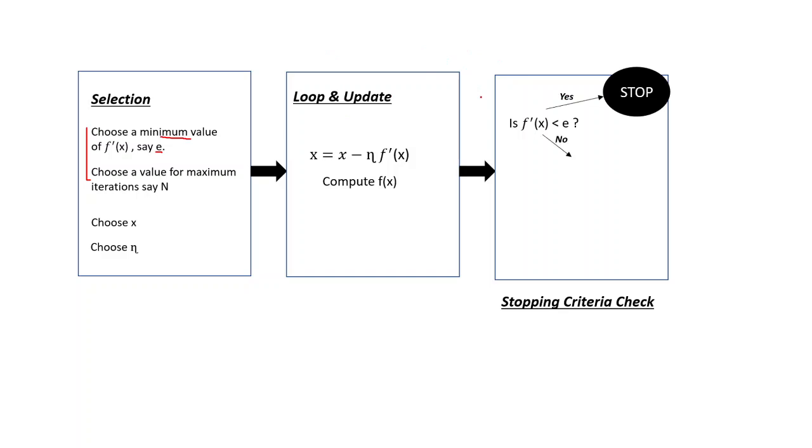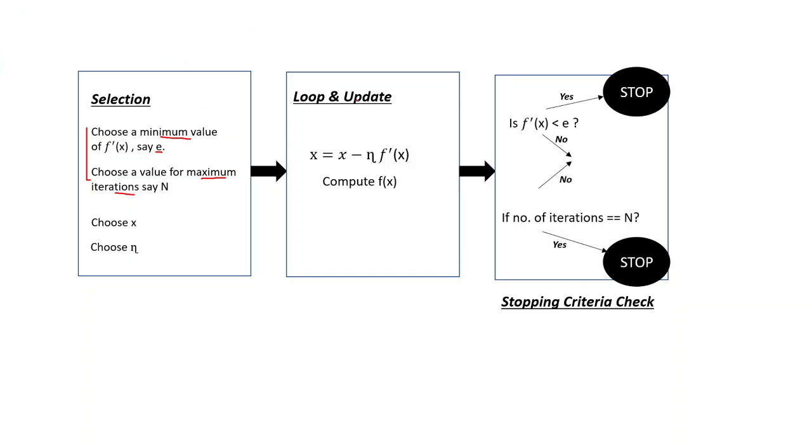But if no, it is still equal to or greater than E, we will check another criterion, which is whether the number of iterations is equivalent to N, which was the maximum value for the iteration number. If yes, the maximum iteration number has been reached, we will again stop the entire gradient descent procedure.